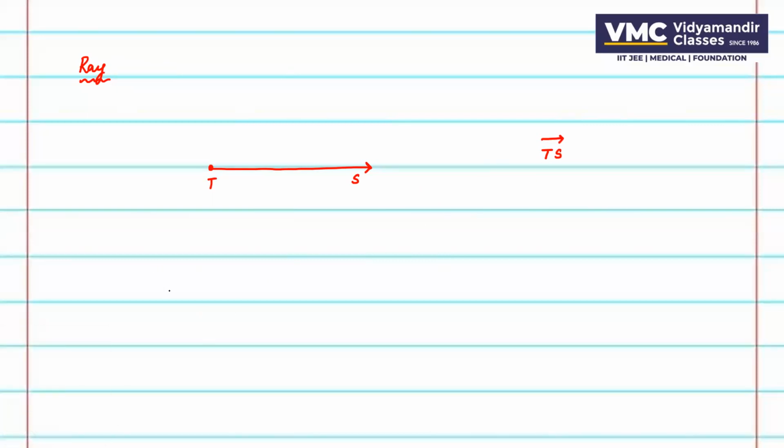So let's quickly note down about a ray. A ray is a part of a line with one endpoint.